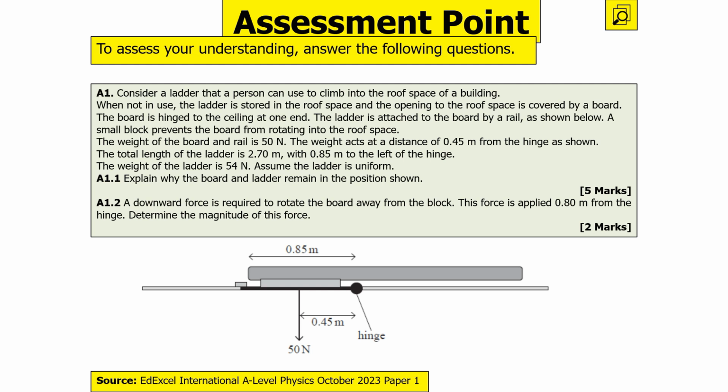The weight of the board and rail is 50 newtons. The weight acting at a distance of 0.45 meters from the hinge is shown. The total length of the ladder is 2.70 meters, with 0.85 meters to the left of the hinge. The weight of the ladder is 54 newtons and the ladder is uniform. Explain why the ladder and the board remain in the position as shown. A downwards force is required to rotate the board away from the block. The force is applied 0.80 meters from the hinge. Determine the magnitude of the force. So pause the video now, then unpause the video when you want to go through your answers.